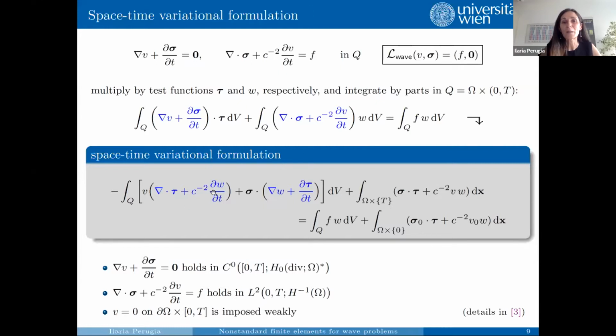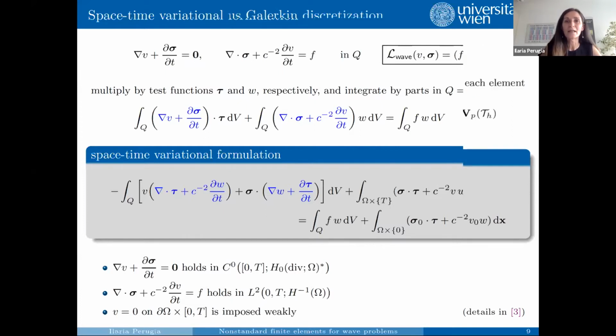Since this is a first order problem, you see that the full wave operator is applied to the test functions, and then you have some terms on the boundary arising from the integration by parts. Now, if I want to introduce a discontinuous Galerkin finite element method, I cannot do a global space-time variational formulation because in the end, my basis functions will be discontinuous. And so I will write this variational formulation element by element.